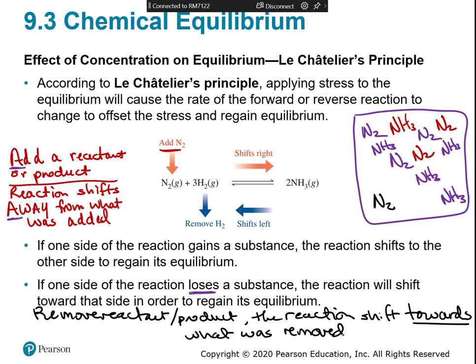Now this happens only if you're talking about a reaction that's at equilibrium, and you add or remove one of the components in the reaction. But if I added water to this, nothing would happen because water's not part of the reaction. It's only the things that are part of the reaction that come into play.